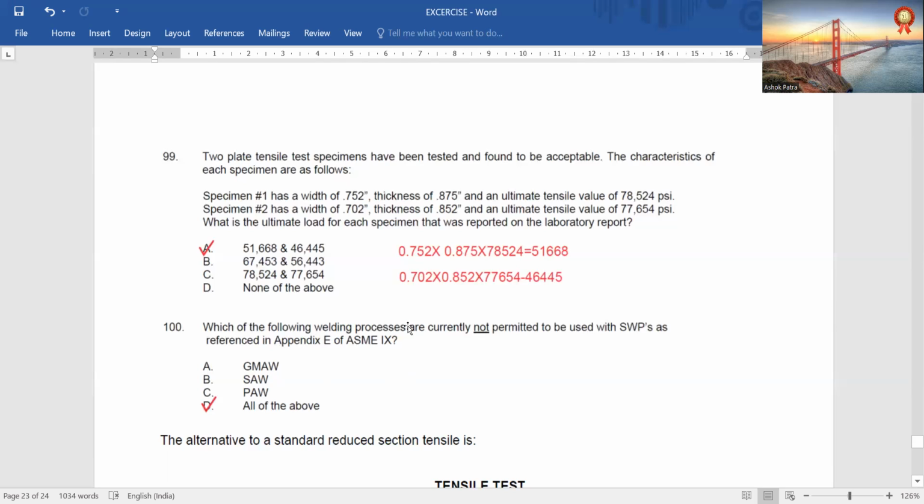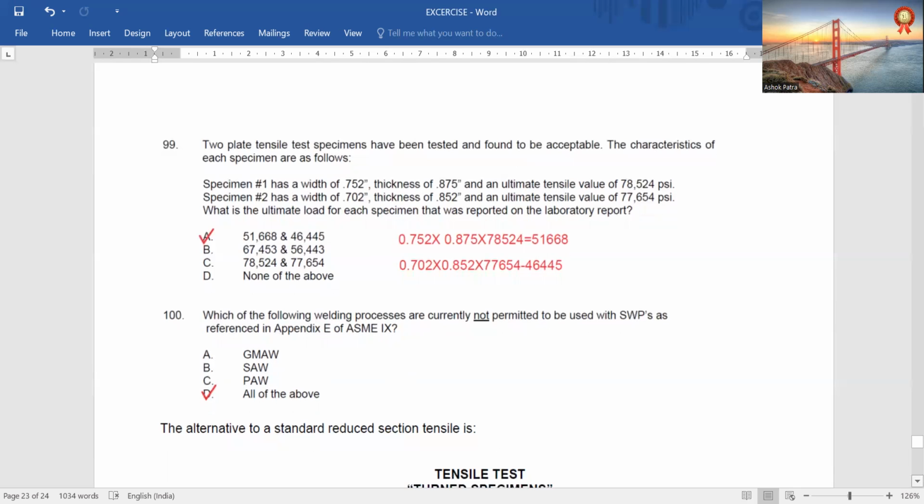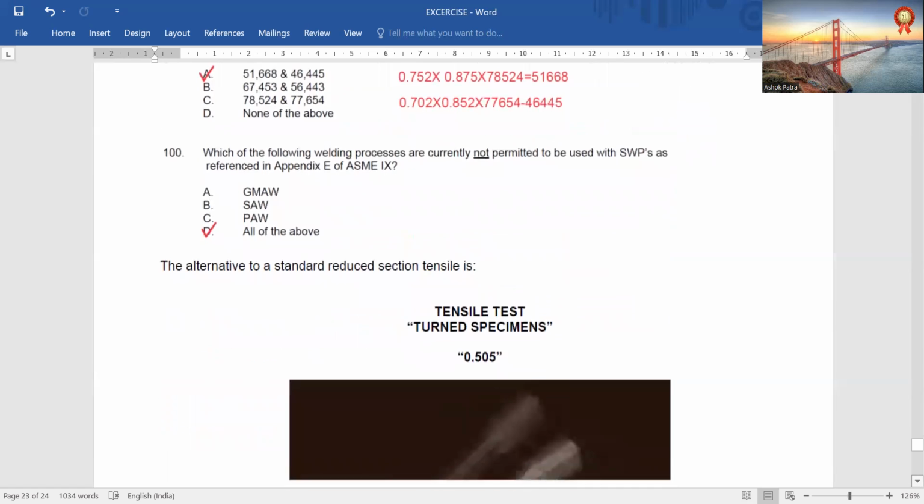Each of the following welding processes is currently not permitted to be used with SWPS as referred to in Appendix C, Section 9: GMAW, SAW, all of the above. The alternative to a standard reduced section tensile is the turned specimen tensile test.